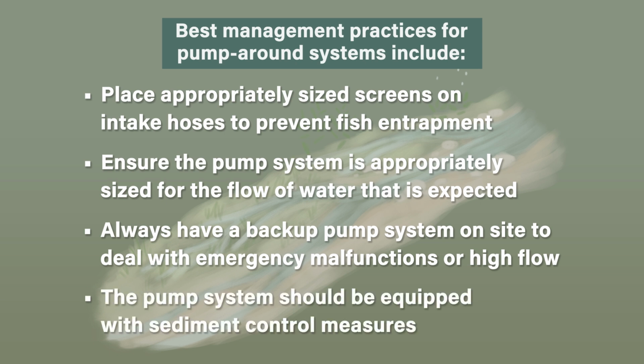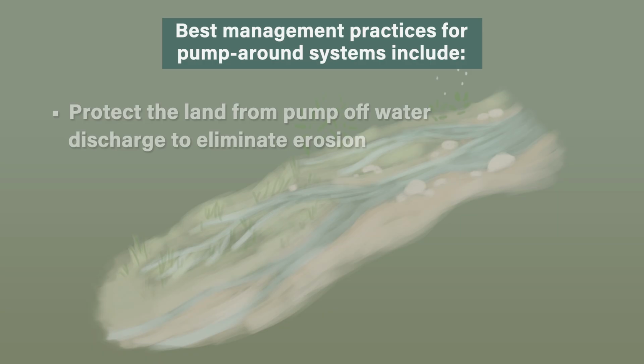The pump system should be equipped with sediment control measures, such as discharging to a vegetated area, or the installation of a screen for sediment-laden water pumped from the isolation area. Protect the land from pump-off water discharge to eliminate erosion. Poly can work well for this.